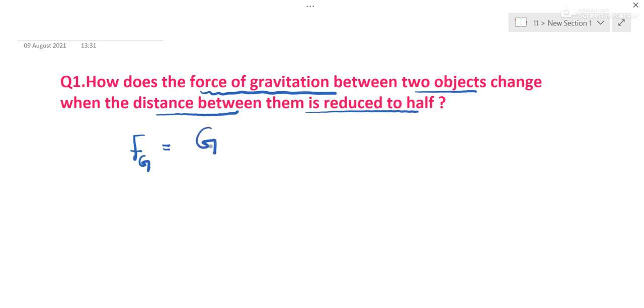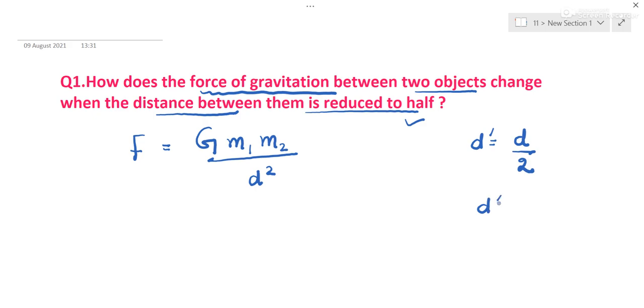It's capital G. This G is the gravitational constant. F equals G times mass of first object, mass of second object, upon distance square. Okay. Now they are saying distance is reduced to half. So new distance is original distance by 2. This new distance is half of original distance.